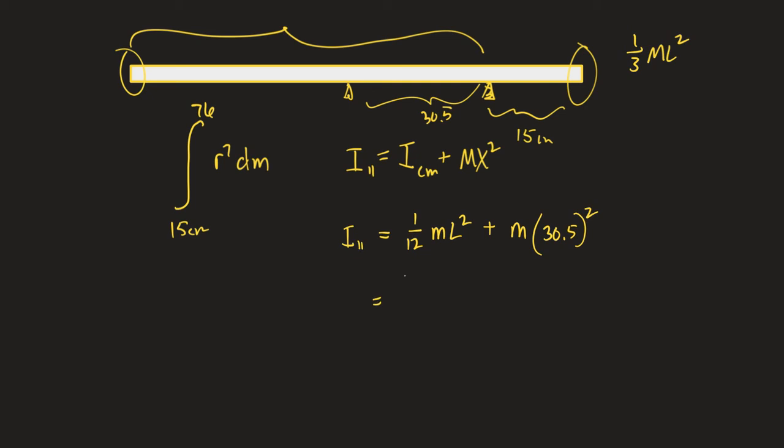So if I want the parallel axis, it would be 1/12 m times 91 squared plus m times 30.5 squared. This would be the moment of inertia about this parallel axis. Okay, this is 17. Is that okay, or do we need more follow-up? Next question? Yes, sir.